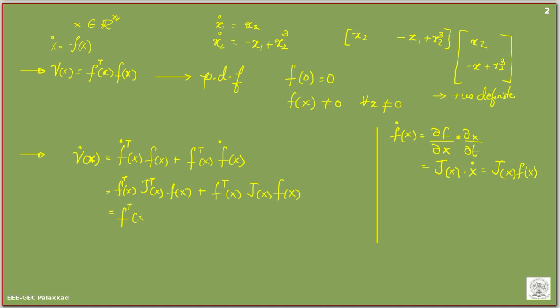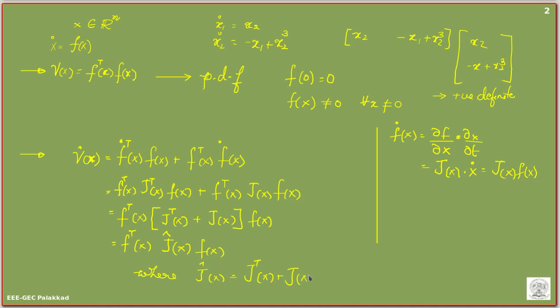f transpose of x, we can take this term outside and f of x to the right. So this can be written as j transpose of x plus j of x. So I can write this as f transpose of x into j hat of x into f of x, where j hat of x is equal to j transpose of x plus j of x.